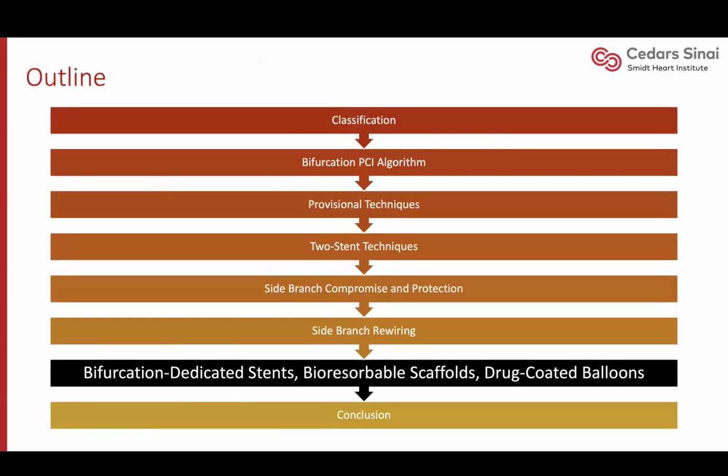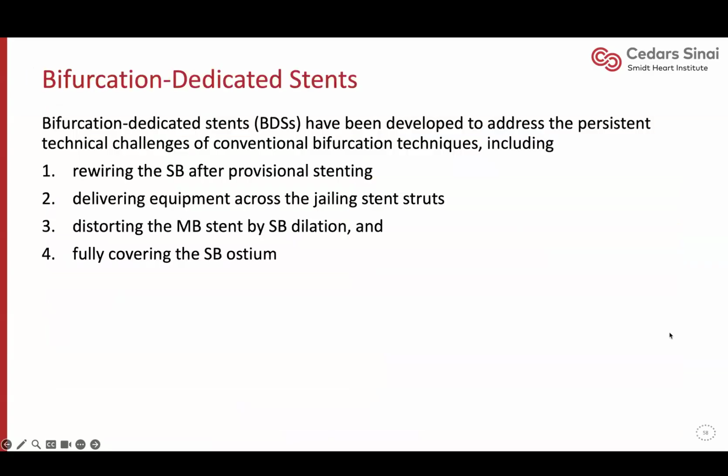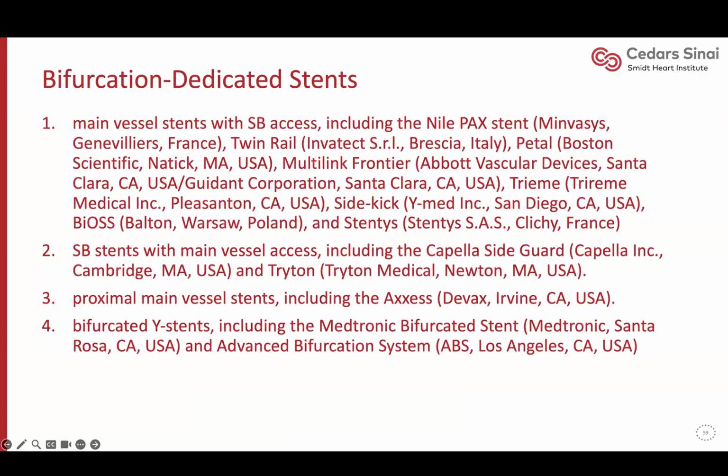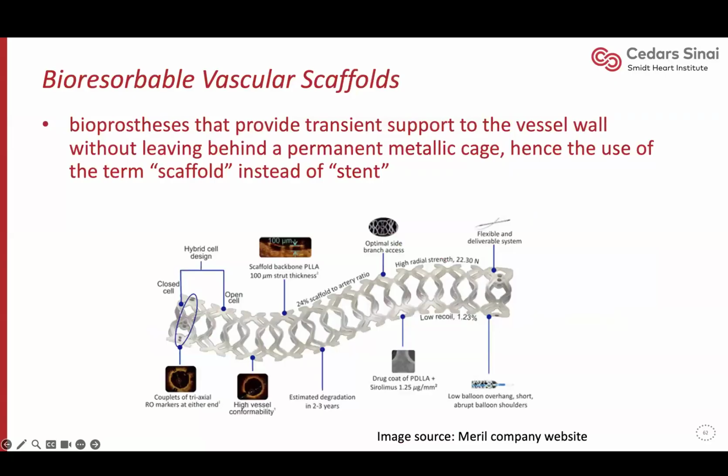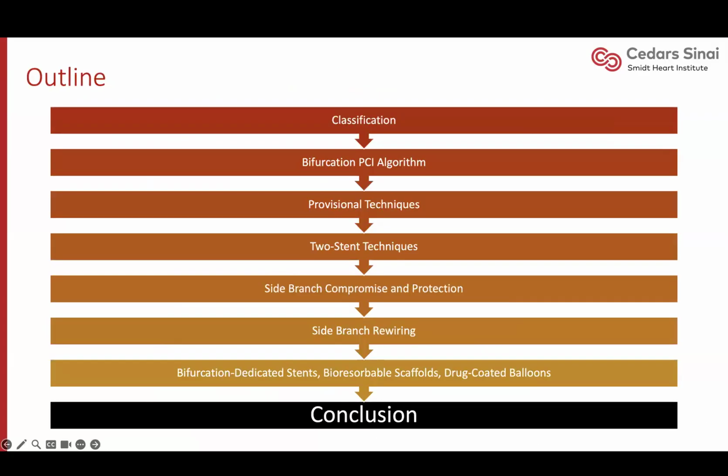Now that we've gone over these techniques, I want just to mention that there are bifurcation dedicated stents, bioresorbable scaffolds, and drug-coated balloons. There are some drawbacks as well as promises to these techniques. They're still in the process of development and testing. If you're interested, you can read papers on this, which I'll show you. But for the sake of time, I'm going to skip over this section. Okay, so let's conclude here and wrap up.